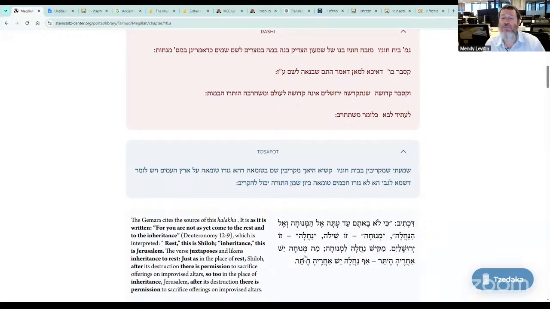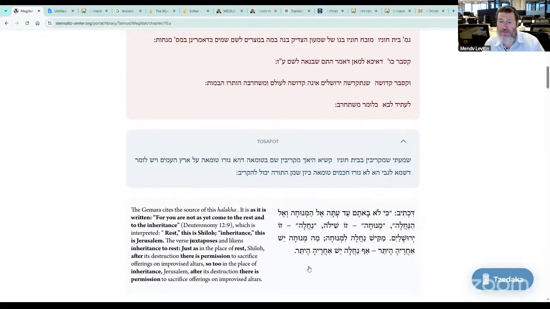Makish nachala l'menucha. Ma menucha yesh acharei hatir, af nachala yesh acharei hatir. Just like after Shiloh, you could put up private altars, so too after Jerusalem, once it's destroyed, you could put up private altars. And therefore, notwithstanding all the questions we had, the questions of Tosfos, the question of the Mikdash David, of how could you have a big temple outside of Israel, in theory, whatever those answers are, according to Rabbi Yitzchak, the house of Chunya would be a house that you could sacrifice in.